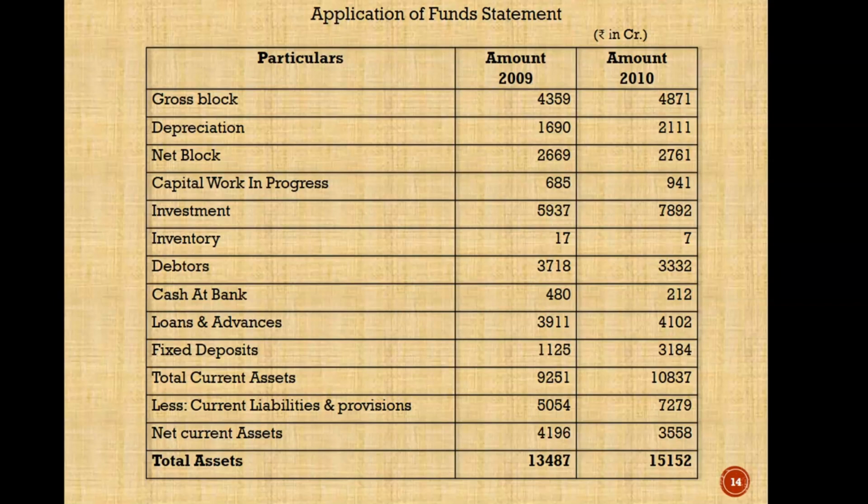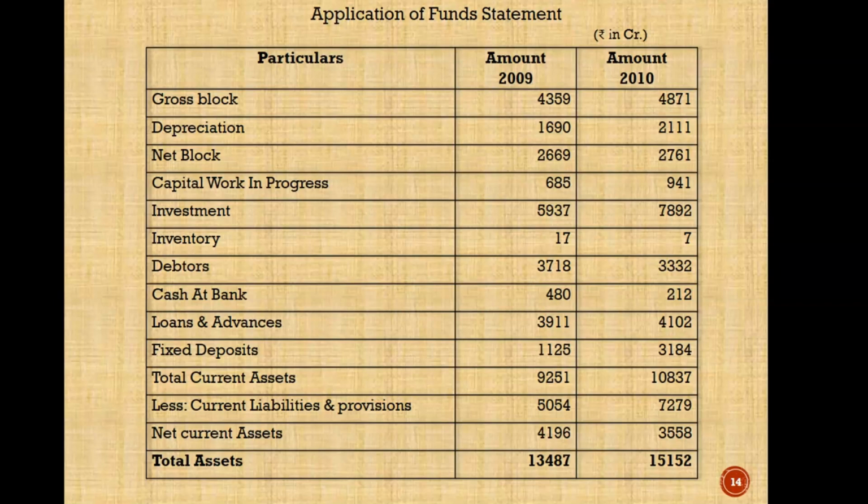Then capital work in progress, significant increase is there from 685 to 941. Then investment, 5937 to 7892. Investment is normally made by the organization, by the business firm in the shares or fixed deposits in banks or purchased shares of the other company. So that is an investment, and normally it is expected that it should be for a longer period of time.